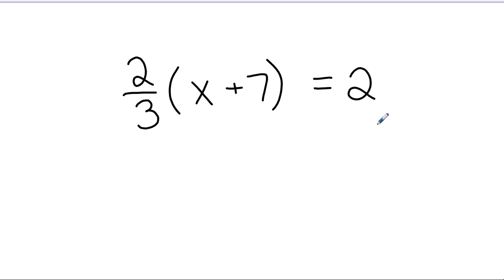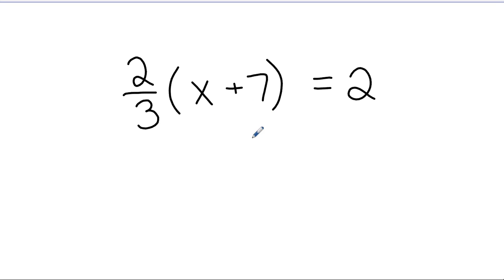Okay, so the first problem is 2/3 times (x + 7) equals 2. So we said that the way that we always simplified equations was by taking whatever was out here, like the 2/3, and distributing and multiplying by the first term, the x, and by the next term, the 7. But when we have a fraction, sometimes that gets confusing, and there's something else we could do.